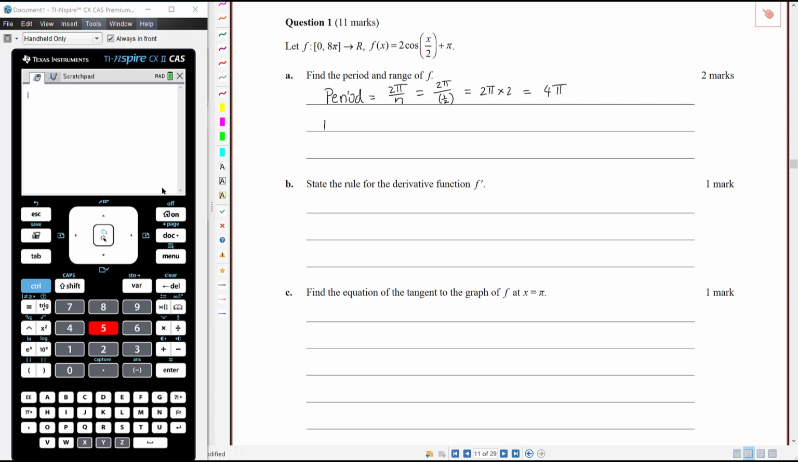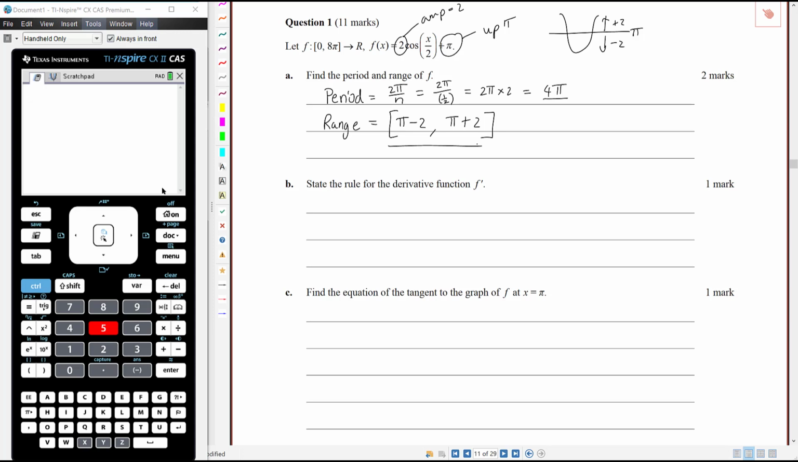The range, we need to consider both amplitude and translation up. So we're going up by pi, and we have an amplitude of 2. So if we've gone up by pi, that's the average of the cos curve. Okay, so y equals pi in the middle. And then amplitude is 2, so up 2 from here and down 2 from here. So therefore, the range goes from pi minus 2 up to pi plus 2. 2 marks for 2 things. It'll simply be a mark for 4 pi and a mark for the correct range.